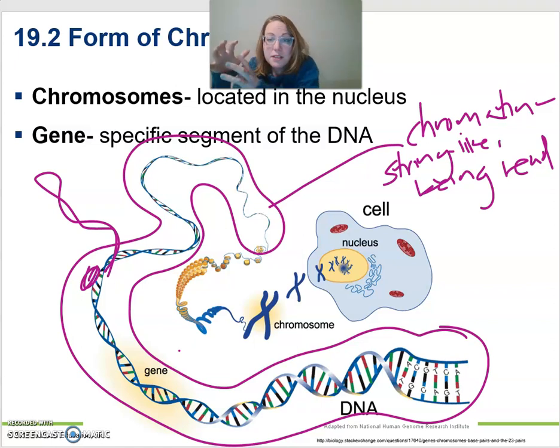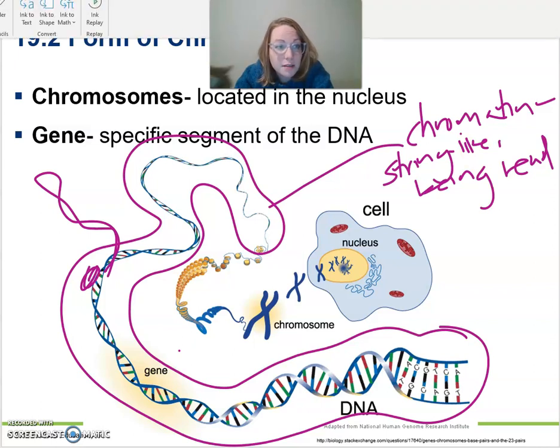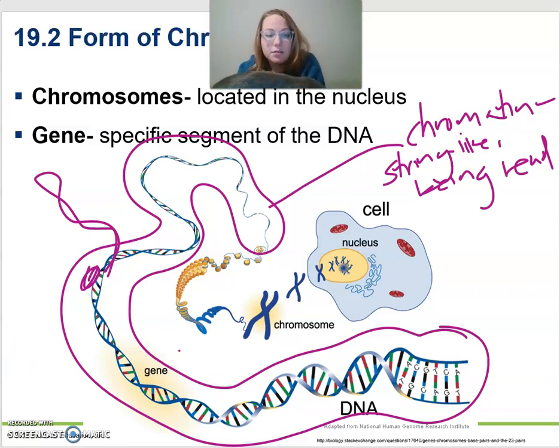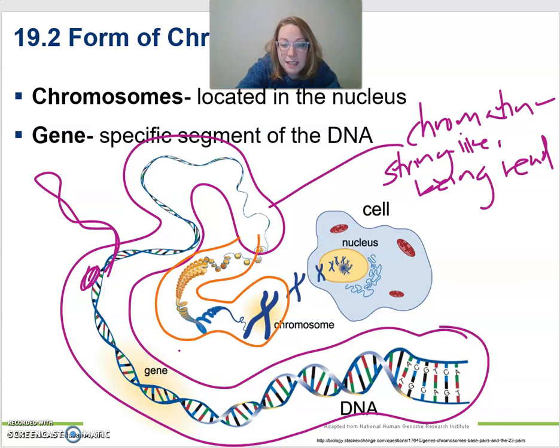But think about it being string-like. It's not very condensed, it's very spread out. So if we want to divide our cell, it'll be hard to do that. So what happens is we'll wrap the DNA up like string into a ball of yarn, and we'll wrap it around these proteins called histone proteins. And so those histone proteins thicken the DNA, and it condenses into chromosomes.